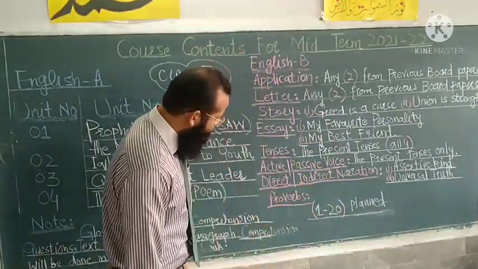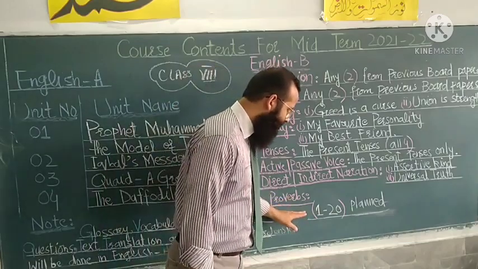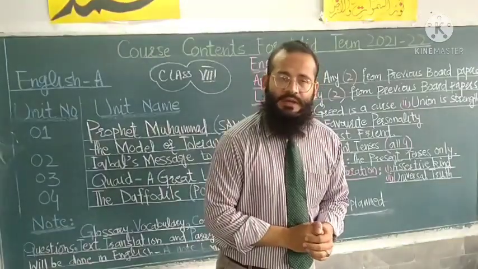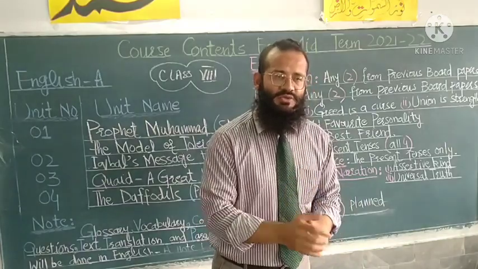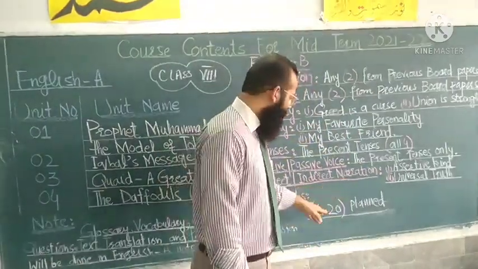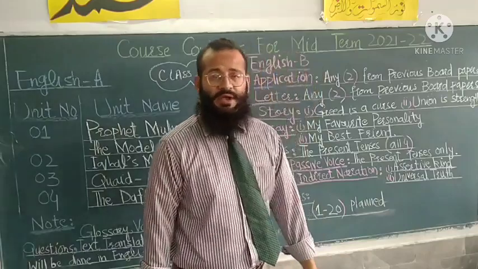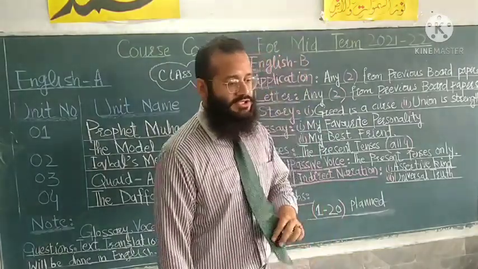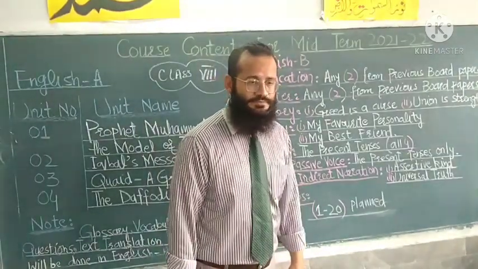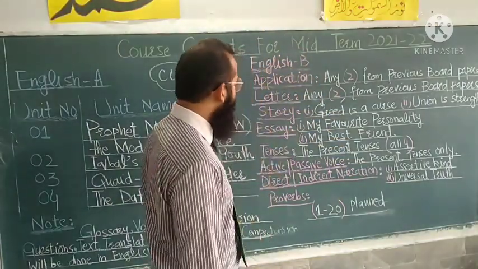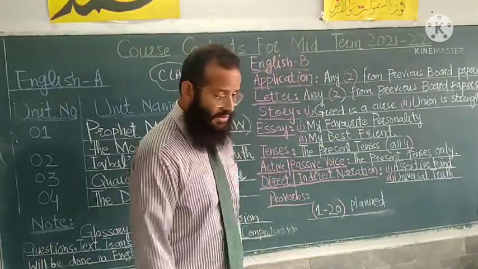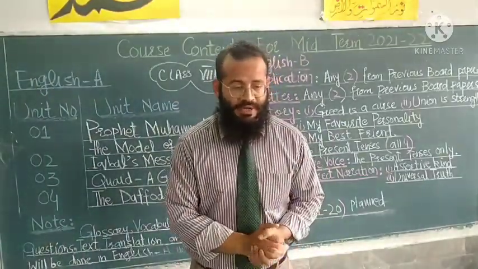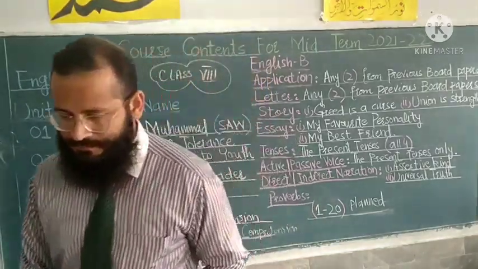Okay, the last but not the least, there are proverbs. They usually come in the last paper of your subjective part, in section C. Last question, tenses and proverbs. So 1 to 20 are left, and inshallah we will write each and everything in your English B part. I hope you understand each and everything. Now let us discuss how to prepare your copy. So let's start.